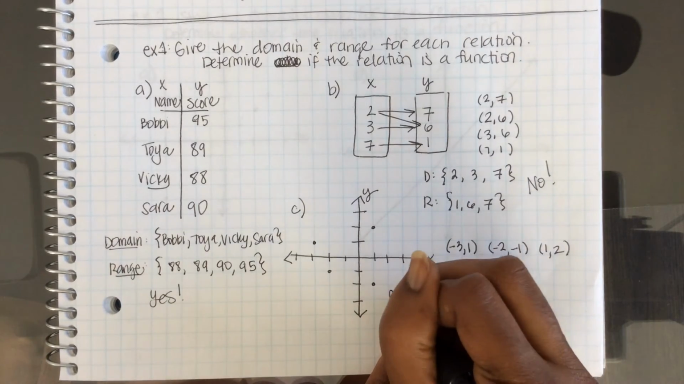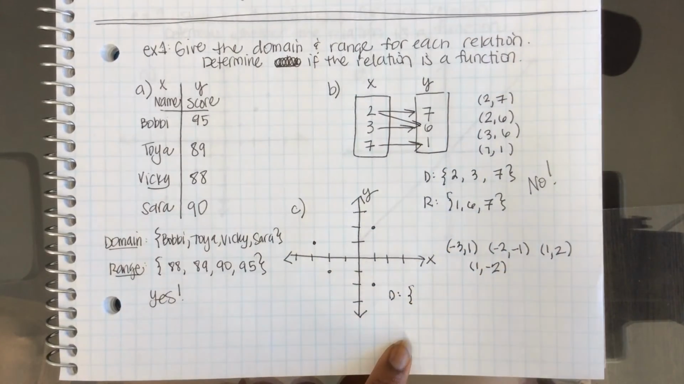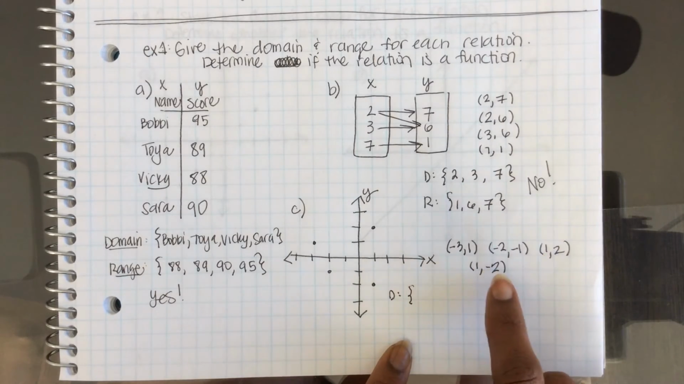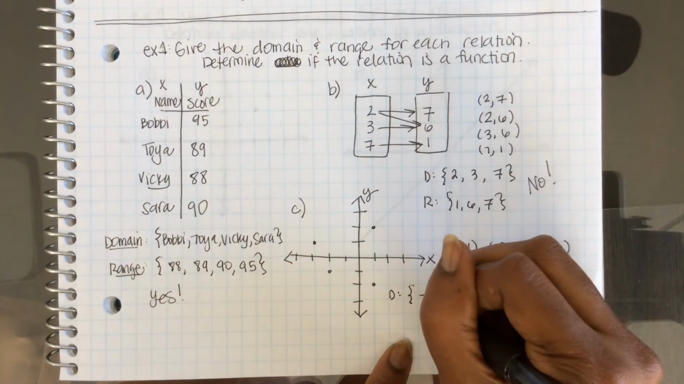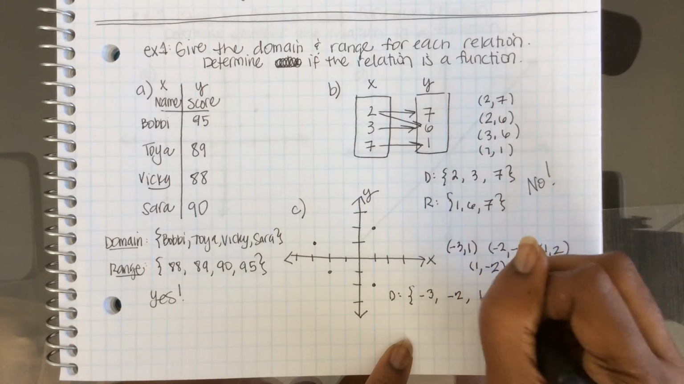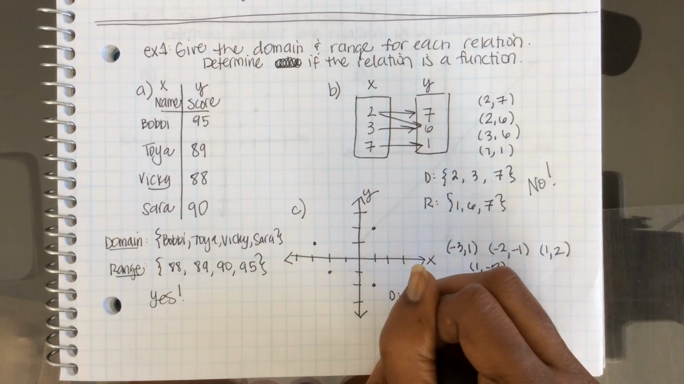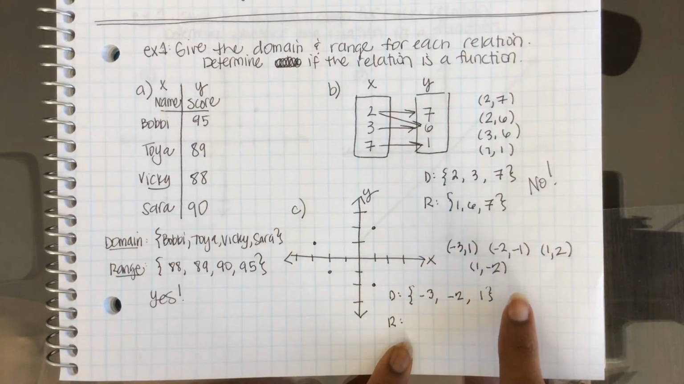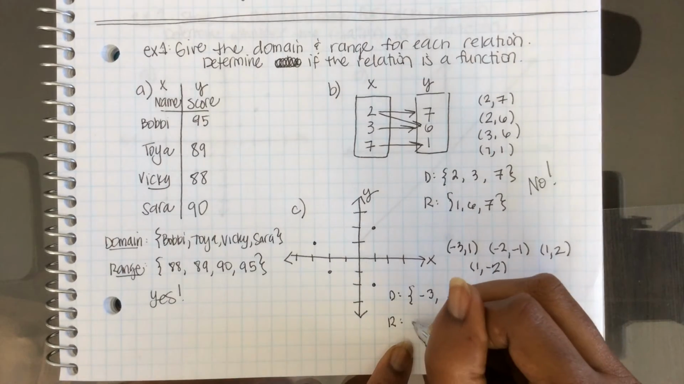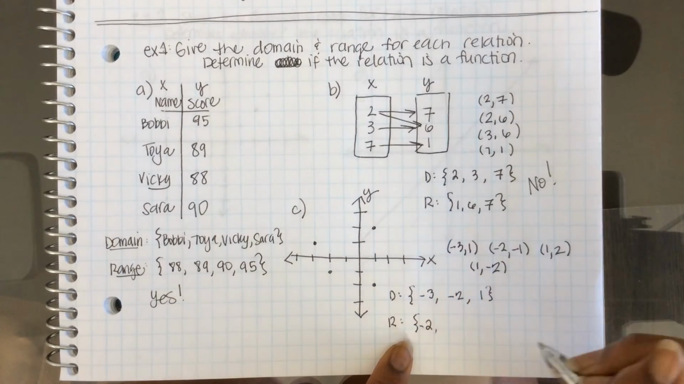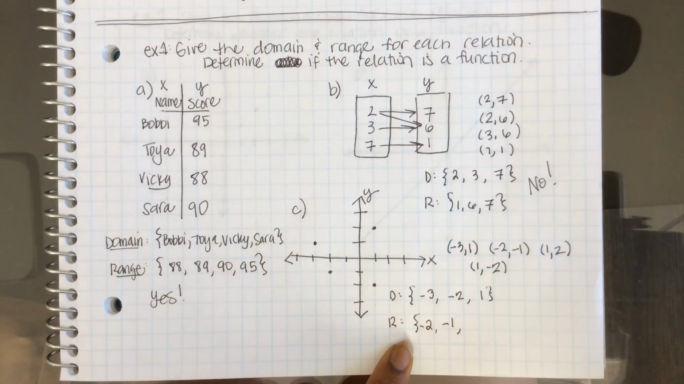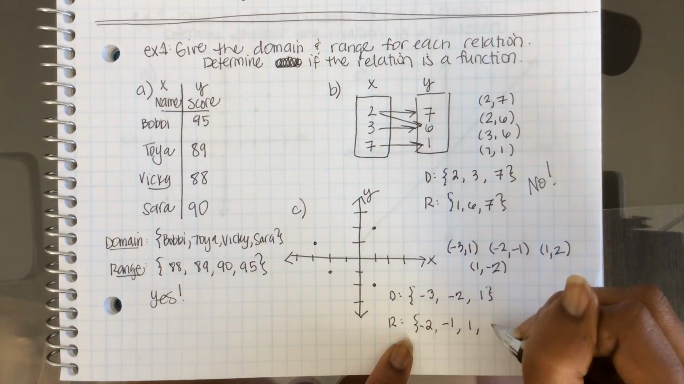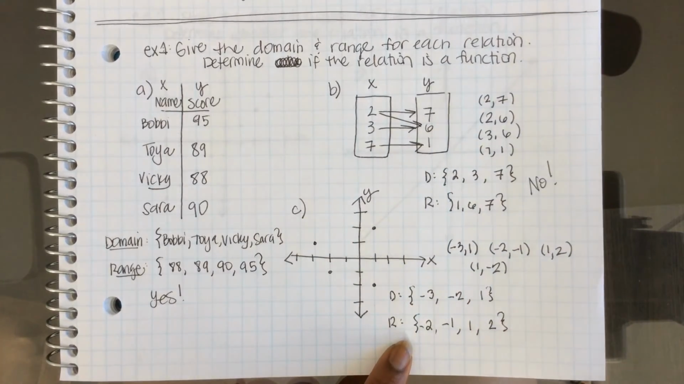So my domain as a set is all of my possible x values, -3, -2, and 1. My range is all of my possible y values for my relation, -2, -1, 1, and 2.